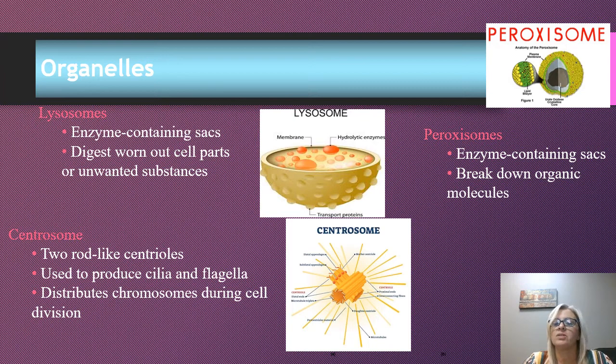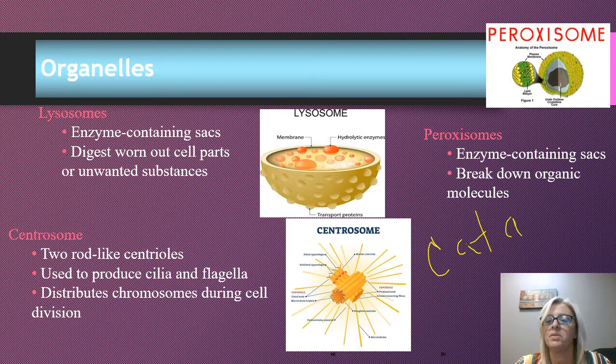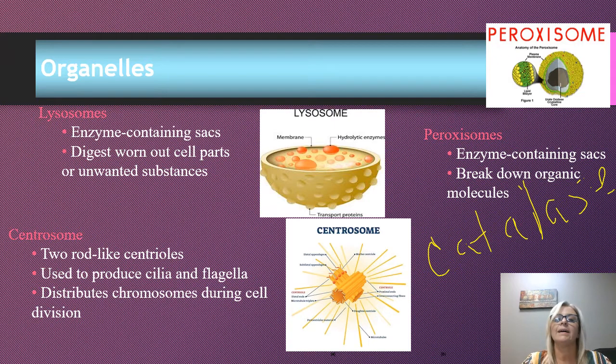Next we have peroxisomes, and these are kind of like lysosomes in size and shape. They look similar. These are found most abundantly in cells in the liver and the kidney. This contains what we call catalase. And I want you to remember this because you're going to see this again. Catalase helps to break down or decompose hydrogen peroxide.